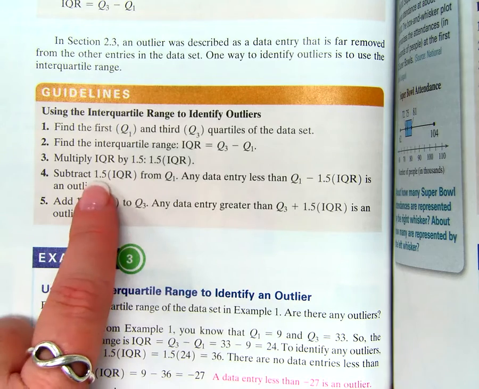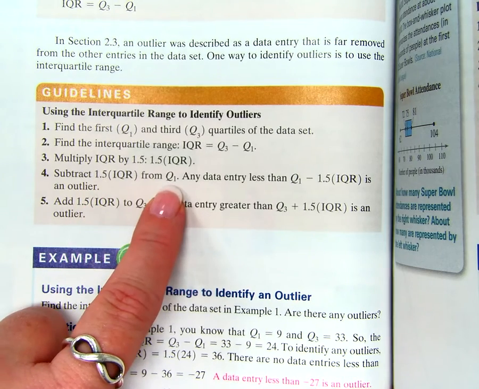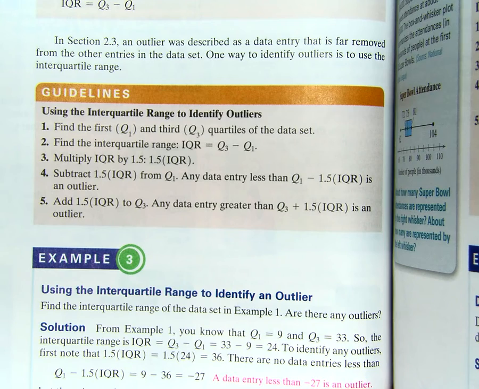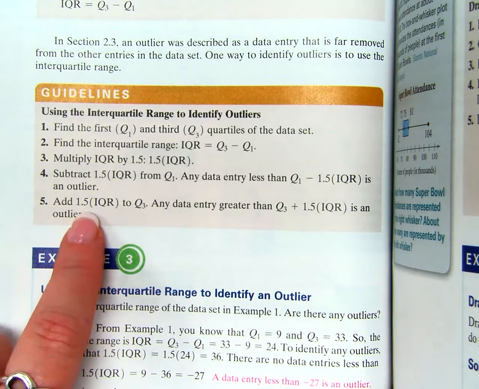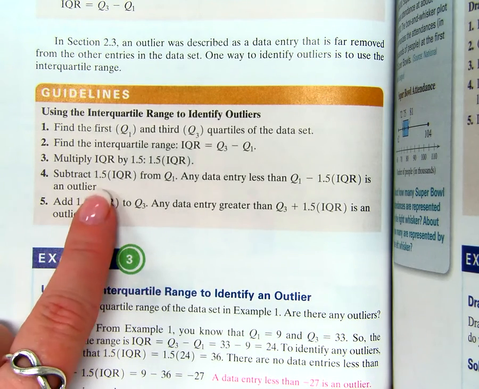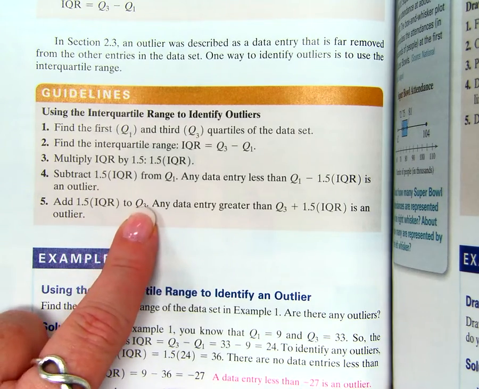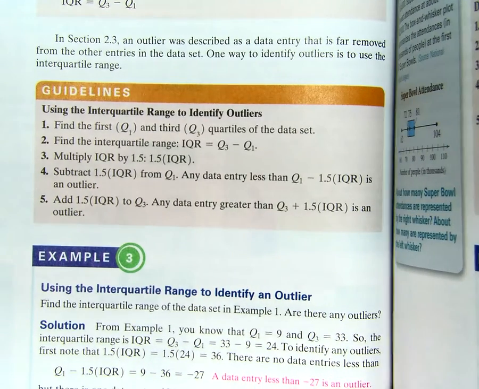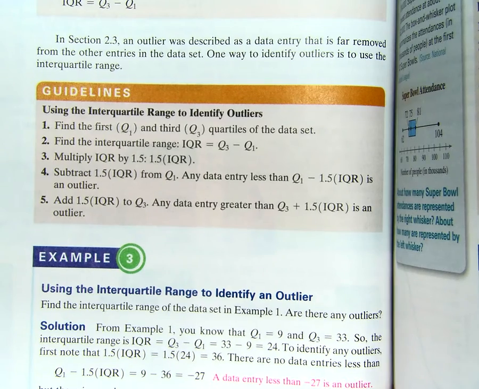Subtract that from your quartile 1. That will tell you any that are too low to be outliers. Add 1.5 times your interquartile range to quartile 3 to see if there are any outliers too high above the rest of the data set.